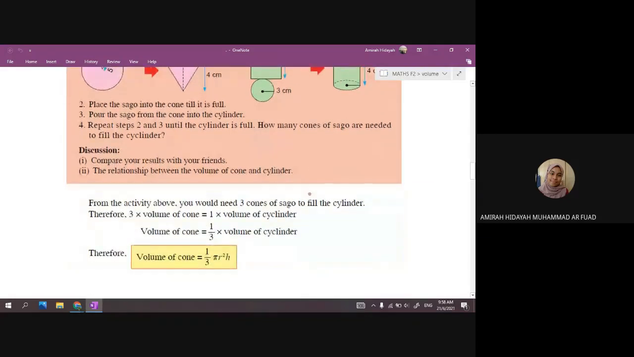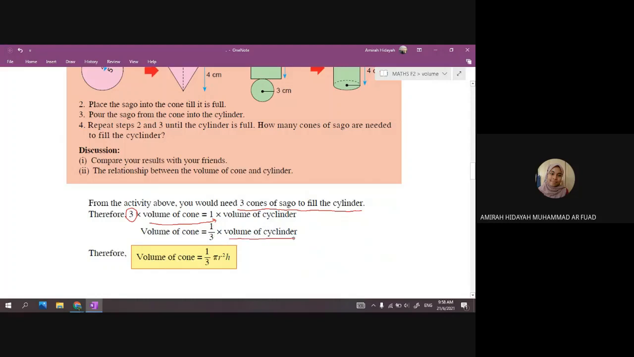Jadi from the activity, kita akan dapat lihat yang sebanyak 3 cones of sago are needed to fill the cylinder. So dia buatlah comparison. 3 times volume of cone sebab 3 cone diperlukan untuk isi satu cylinder. So 3 times volume of cone equal to 1 times volume of cylinder. So volume of cone equal to, 3 ni dia bawa ke belah sana, jadilah 1 over 3 times volume of cylinder.